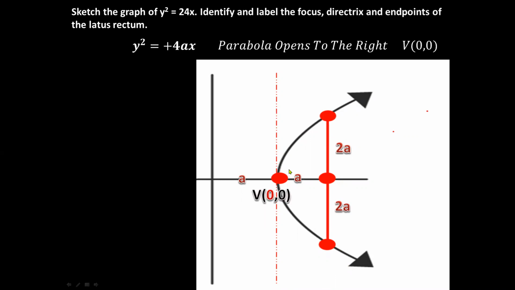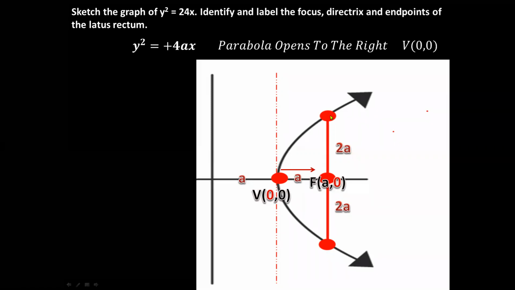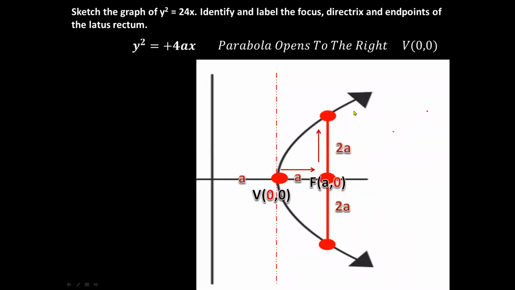Vertex 0, 0. Again, ulitin nga natin, kapag papunta ng right, ano yung coordinate sa focus? A, 0. How about endpoint of latus rectum? Sa taas, A and positive 2A. Sa baba, A and negative 2A. Okay, very good. Equation of the directrix is? X equal negative A. Okay, very good. Now, so yan na, no?